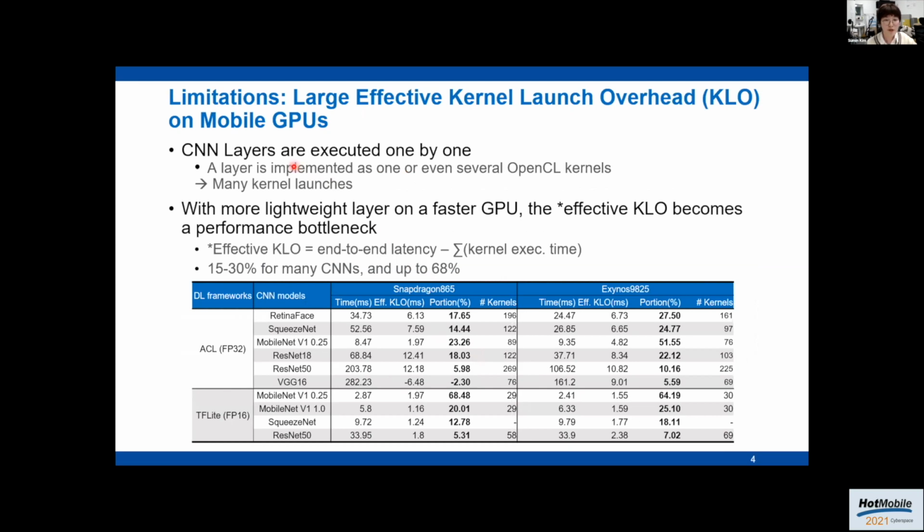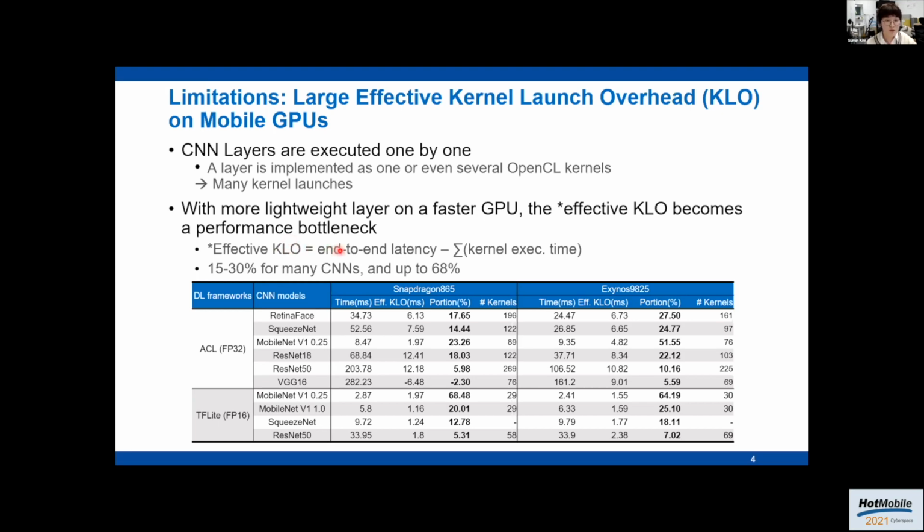As the CNN models are becoming lighter and the mobile GPU becomes faster, the kernel launch overhead becomes a performance bottleneck. Since CNN layers are executed one layer by one layer, and a layer is implemented as even several OpenCL kernels, it results in many kernel launches.